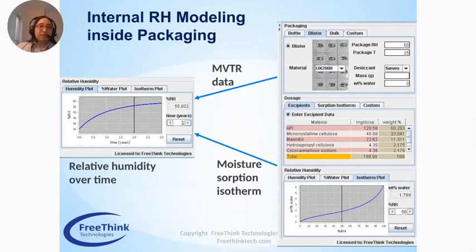So what the software does is say, okay, we know what the initial RH is inside the packaging, we know what the storage RH is, and we know what the MVTR is. So we know how quickly water will permeate into the packaging. And then we have the moisture sorption isotherm that says, as the RH changes, how much of that water is going to go into your tablets and how much is going to stay in the headspace. And so these two factors are combined to generate this plot here that shows the relative humidity inside packaging over time.